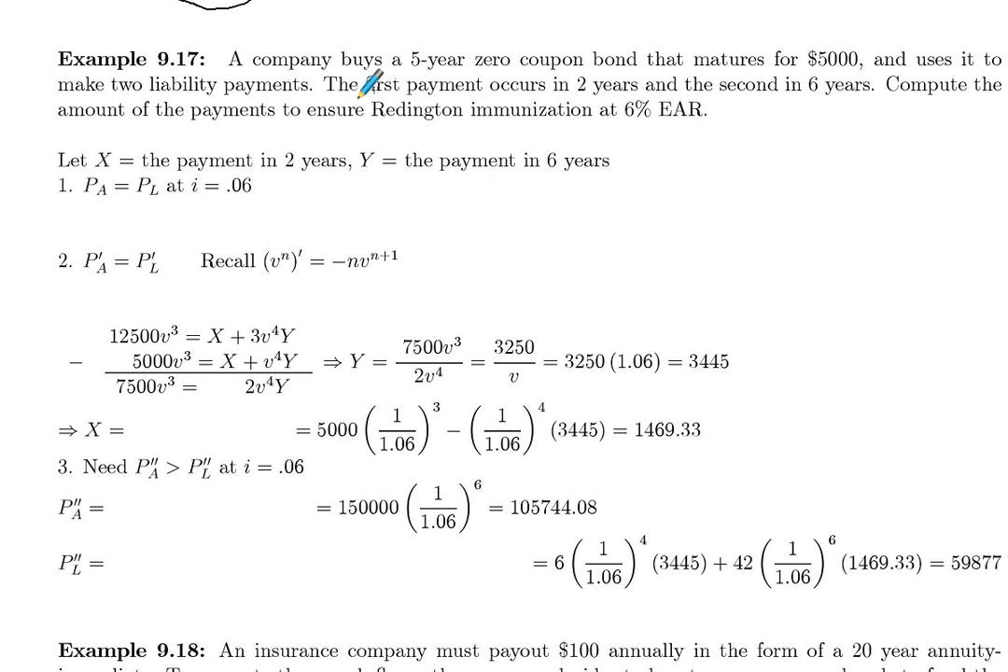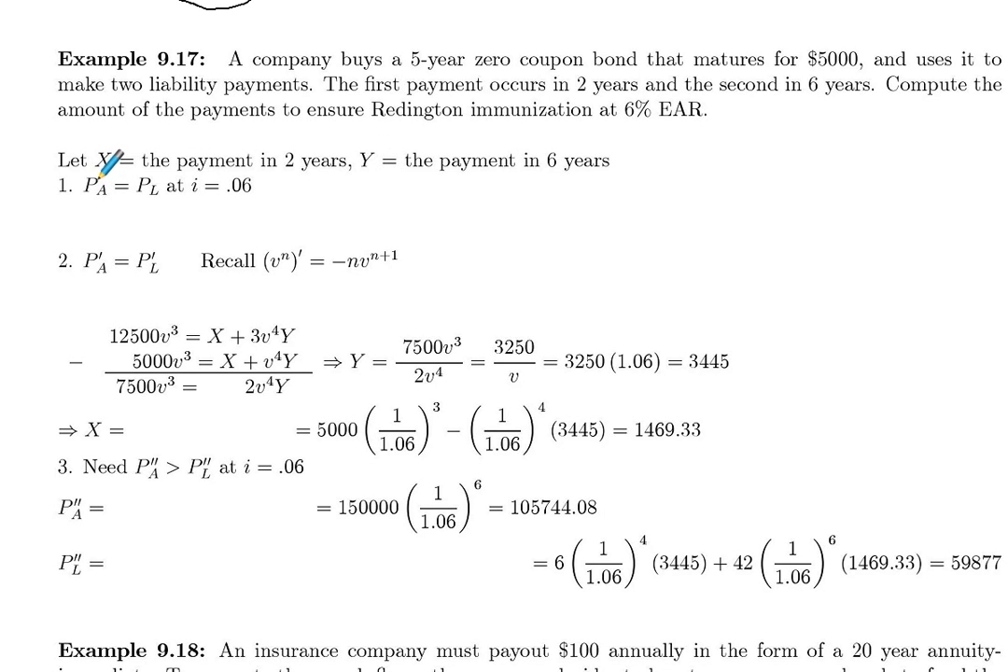So in this example, we've got a company and they buy a 5-year zero coupon bond that matures for $5,000, and they're going to use it to make 2 liability payments. Their first payment's going to occur in 2 years, and their second payment is going to occur in 6 years. We want to compute the amount of the payments to ensure that Redington immunization occurs at a 6% effective annual rate. All right, well, let's let x equal the amount of the payment that happens in 2 years and y equal the amount of the payment that happens in 6 years.